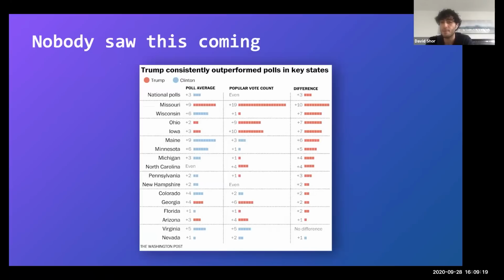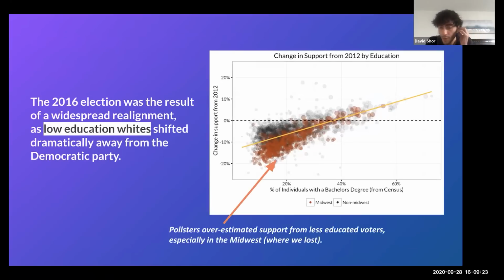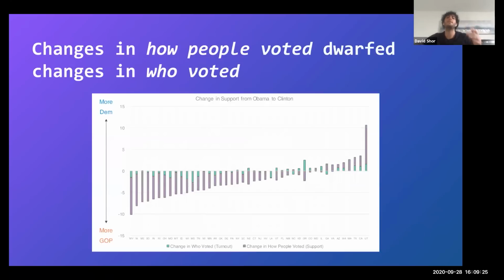So the first reason that people gave for this, and also for this graph, was to say, oh, it must have been that Donald Trump really turned out all of these people. He really has this base of non-college-educated whites, and they all turned out in droves to vote for him. And it turns out that's not really true.